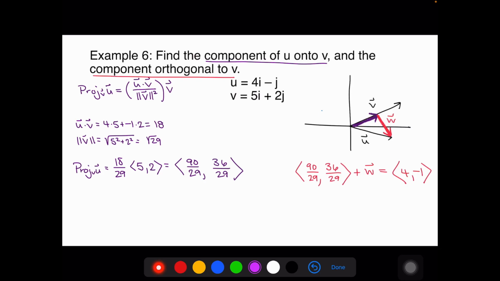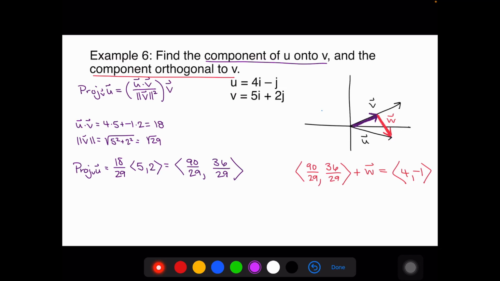So let me draw a picture to try to explain what's happening here. We've got vector v, which is (5, 2), and vector u, which is (4, -1). We just computed the component of u onto v, which I have colored in purple. So that arrow in purple is the vector we just computed. The second part of this problem is asking us to find the vector that I'm going to call w, that I have drawn in my picture in red. The component of u that is perpendicular or orthogonal to vector v.